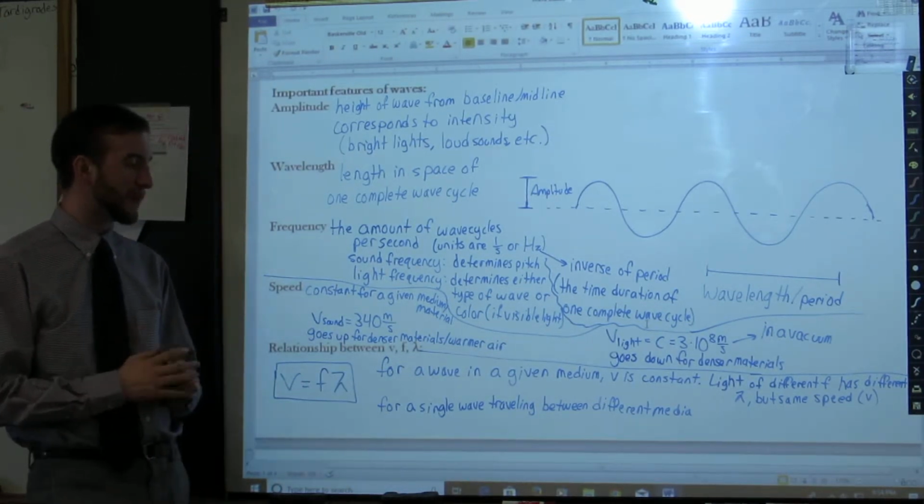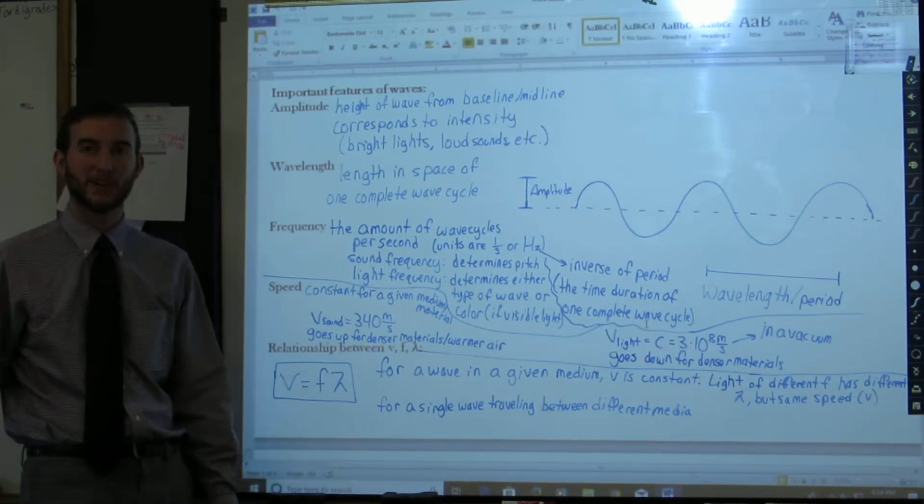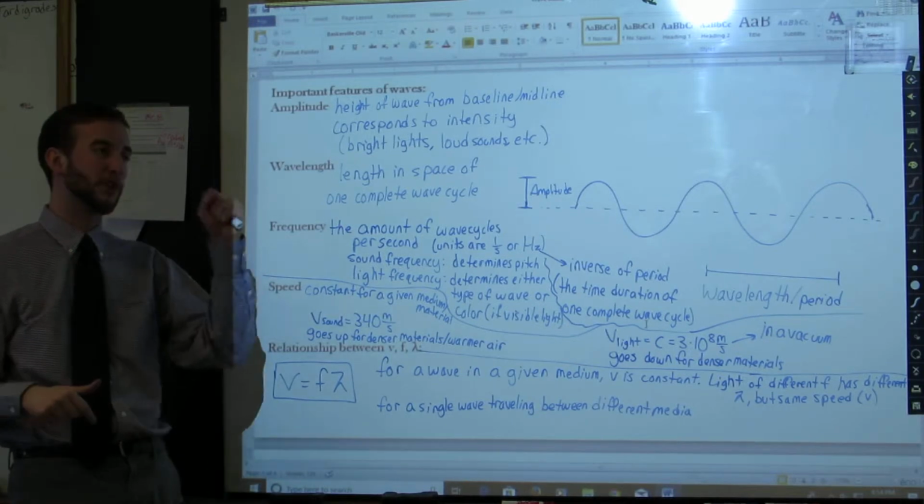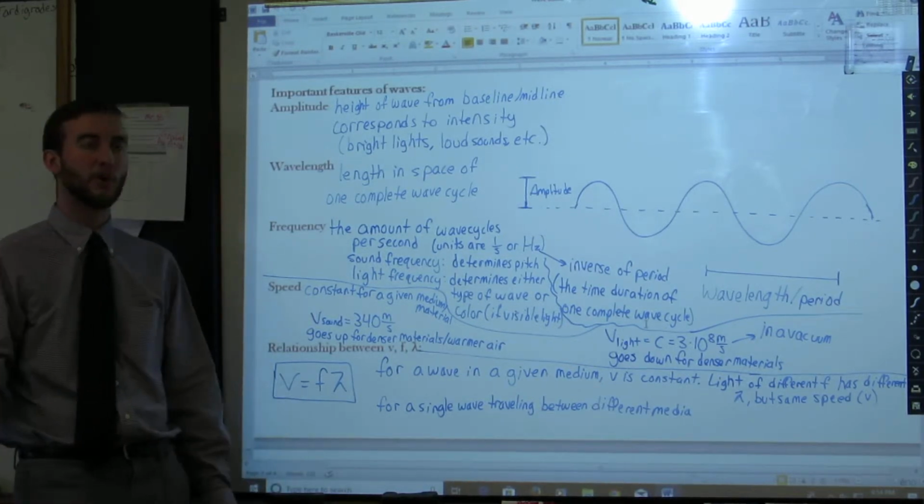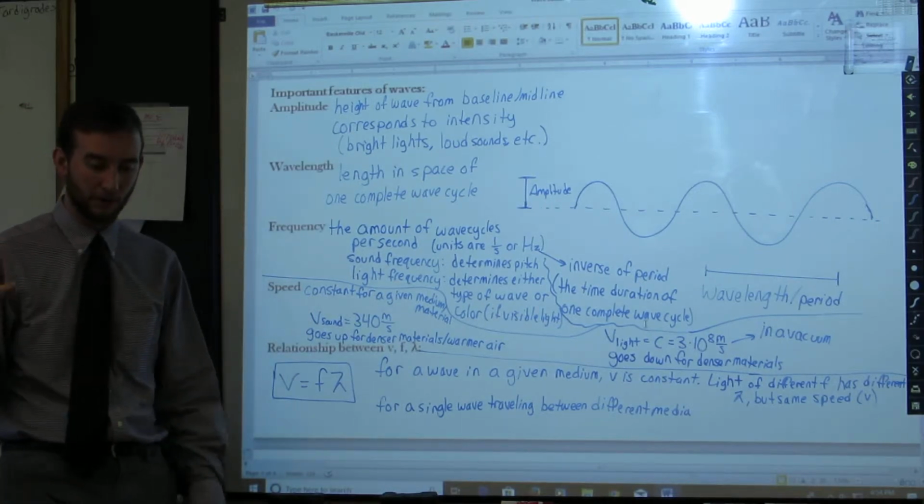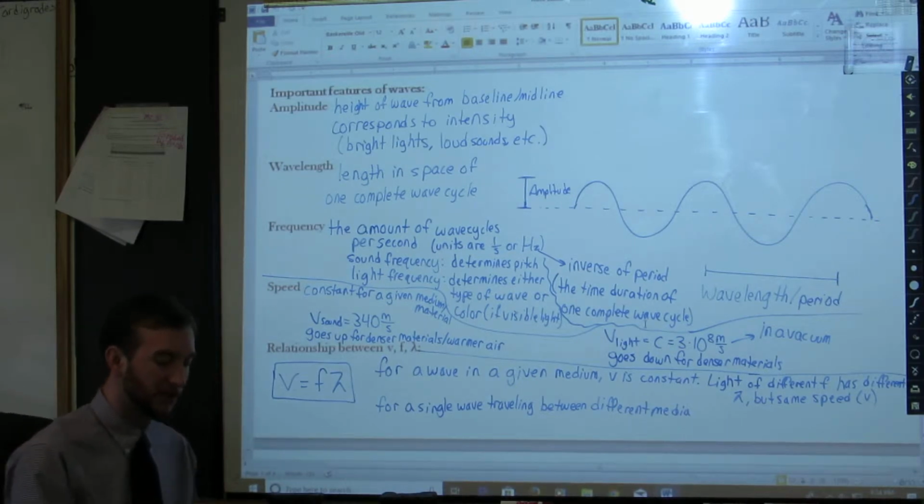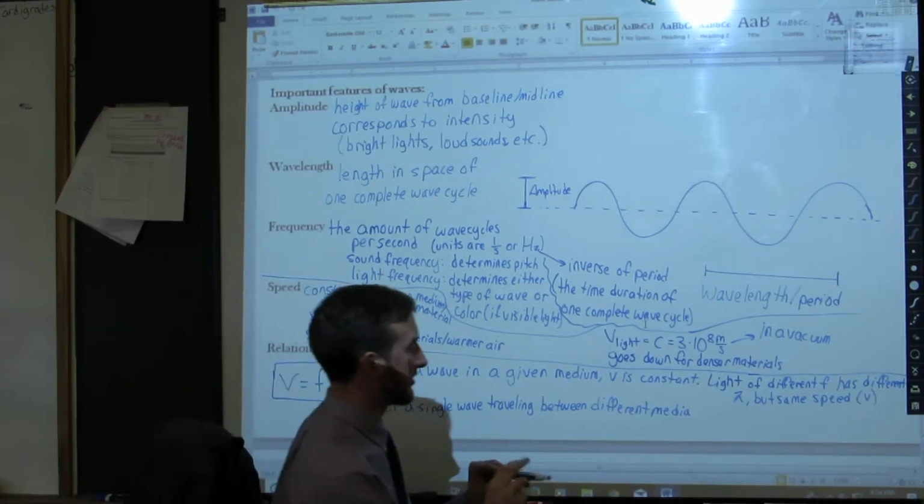If we have a single wave traveling between different media, so let's say you have a beam of light that starts in air and enters water, or starts in glass and enters quartz or diamond. As it changes media, it will change speed. However, if it's a single beam of light, the frequency is constant.